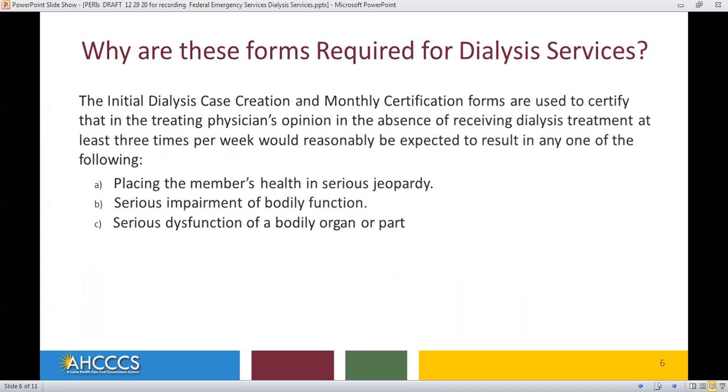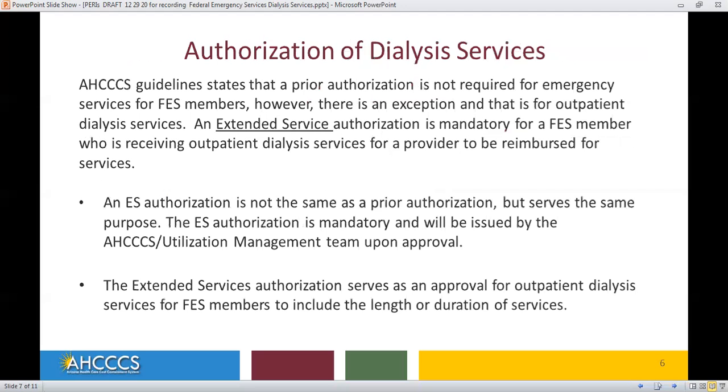So why are these forms required for dialysis services? The initial dialysis case creation and monthly certification forms are used to certify that in the treating physician's opinion, the absence of receiving dialysis treatment at least 3 times per week would reasonably be expected to result in any one of the following. So again, we have placing the member's health in serious jeopardy, serious impairment of a bodily function, or serious dysfunction of a bodily organ or part.